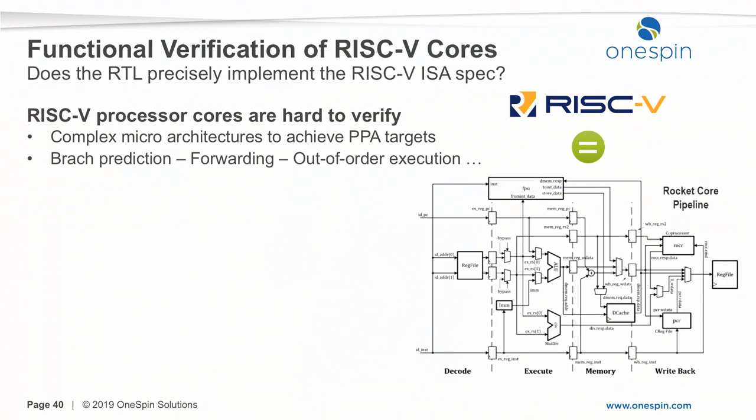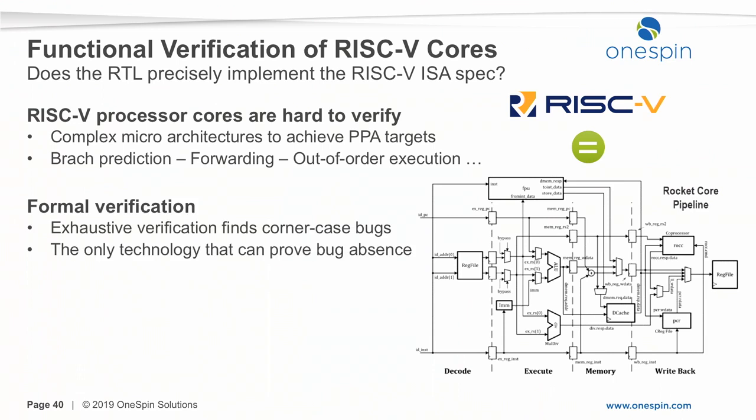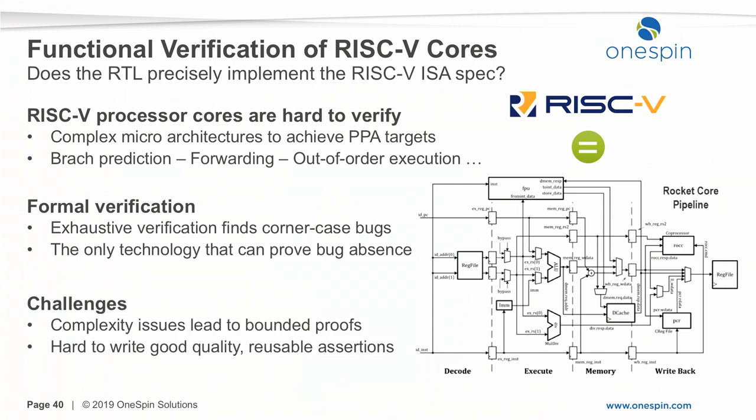My poster is about formal verification of RISC-V cores, especially of CSRs, which are part of a bigger project. RISC-V cores are hard to verify, with branch prediction, forwarding, out of order, and formal verification is the only technology that can prove absence of bugs. There are different challenges, complexity issues, and it is hard to write good quality reusable assertions.